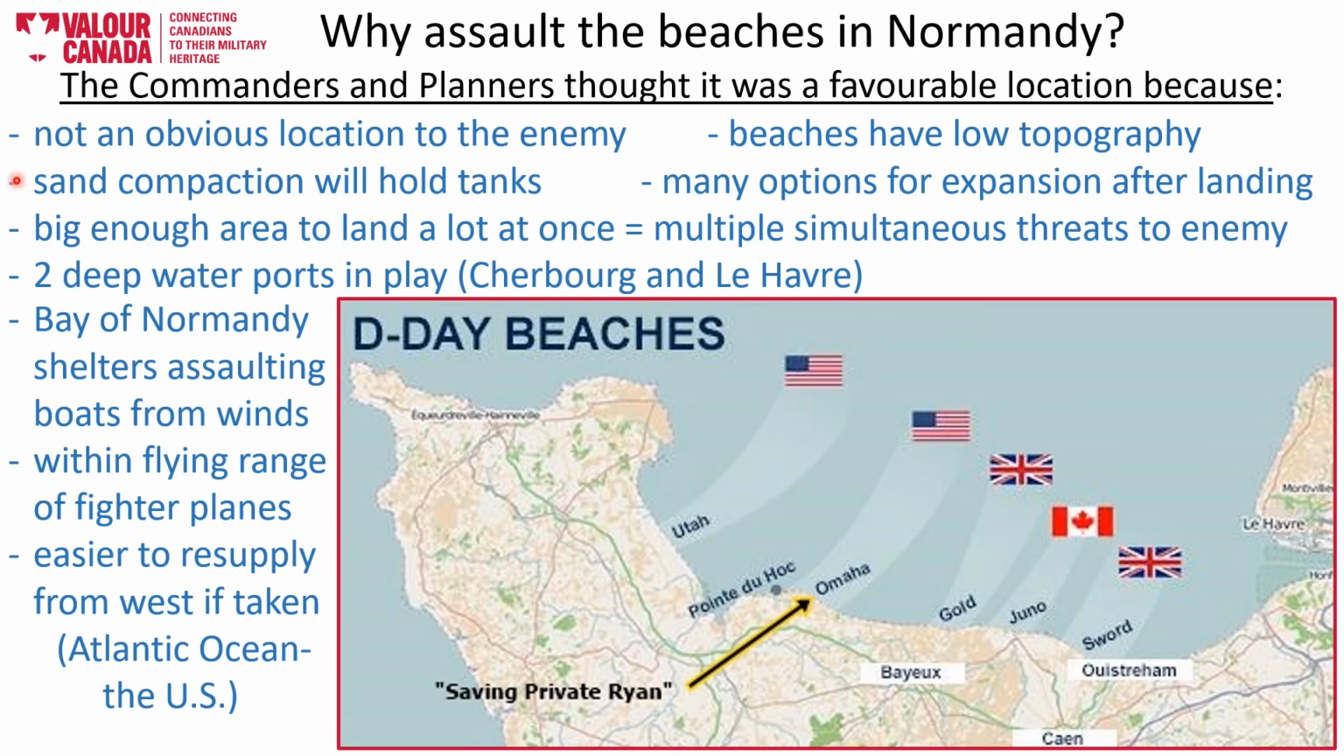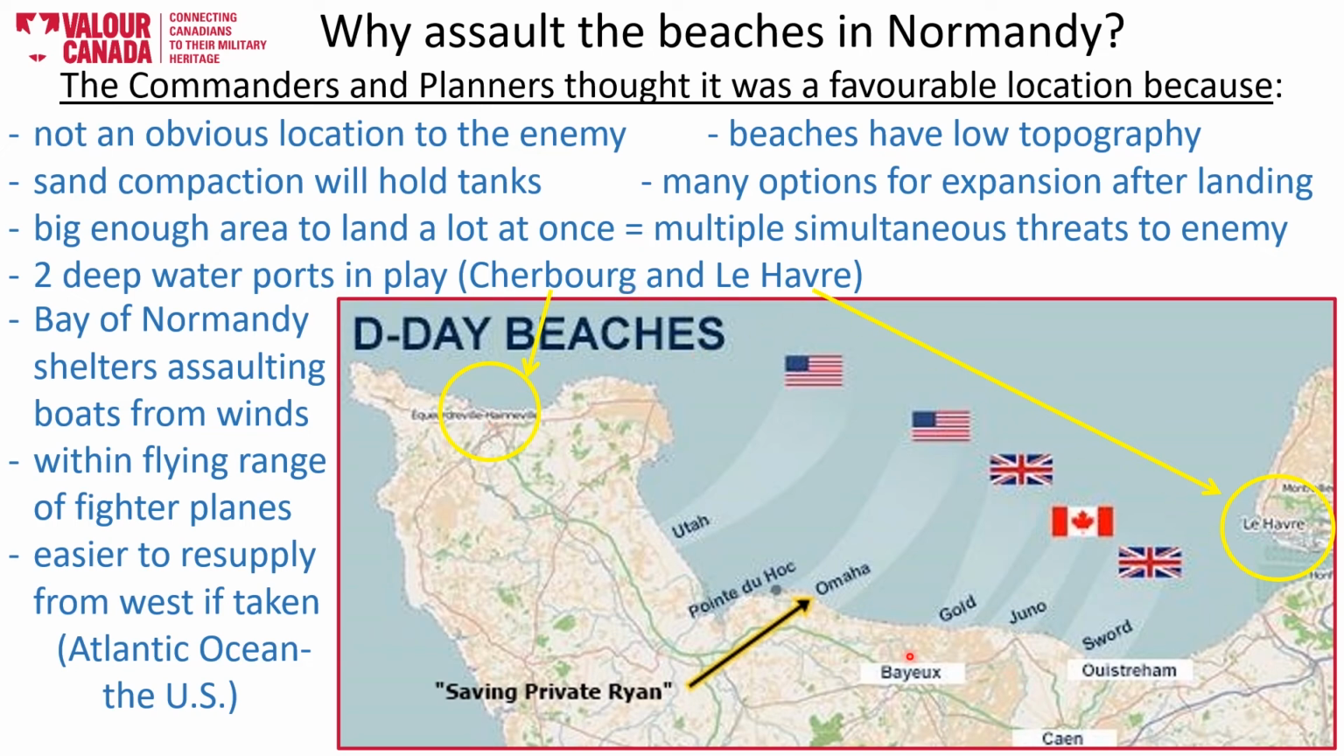Another reason they chose the Bay of Normandy is because there were many options for expansion after landing, and it was a big enough area to land a bunch of soldiers and equipment at once, and this would give them multiple locations to threaten the enemy. It makes sense if you look at it here. So we've got the Bay of Normandy, this area here. You've got 2 big ports, Cherbourg and Le Havre. So the idea was that Cherbourg's here and Le Havre's here.